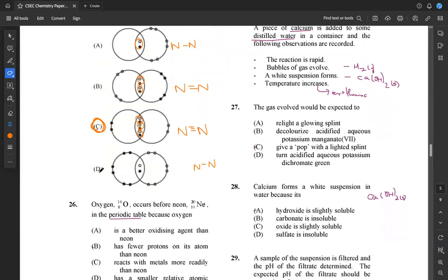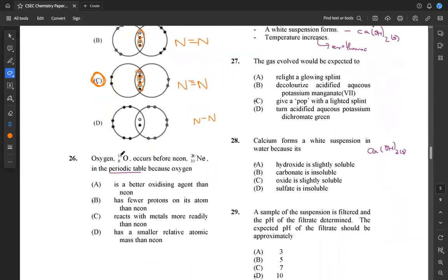Moving along to 26. 26 says oxygen, 16 8 O, occurs before neon, which is 20 10 Ne, in the periodic table, because oxygen, what about oxygen? Is it a better oxidizing agent than neon? No, that's not how we arrange our periodic table. We're going to arrange our periodic table based on number of protons, right? So the way that we arrange a periodic table has nothing to do with oxidizing agents or so on. It's based on the number of protons in an atom, okay?